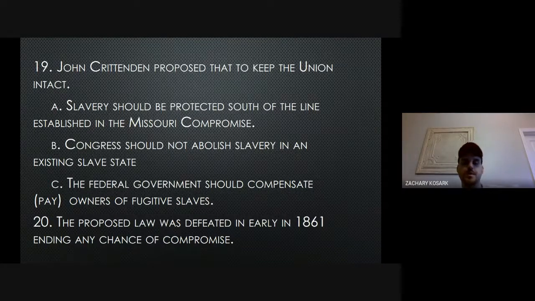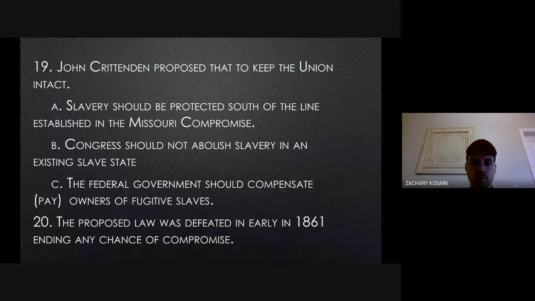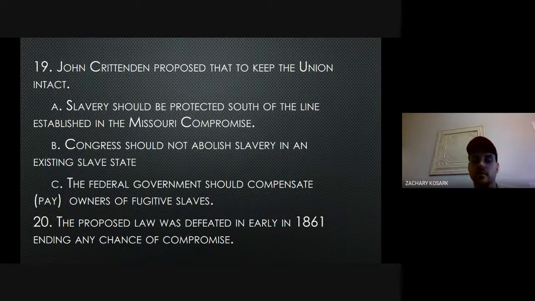John Crittenden proposed a plan to keep the Union intact. He needed to do a few things, these 3 things. One is slavery should be protected in the South, below the border that was established by the Missouri Compromise. So he's saying, hey, we need to go back to the Missouri Compromise line. The second thing is Congress should not abolish slavery in an existing slave state. So basically, if it is already existing, it cannot get abolished. And then the last thing is that the federal government should compensate or pay owners of fugitive slaves. So basically, if a fugitive slave runs away, the federal government should step in and say, here's a certain amount of money to make up for that loss. Those are the 3 things that he proposed.